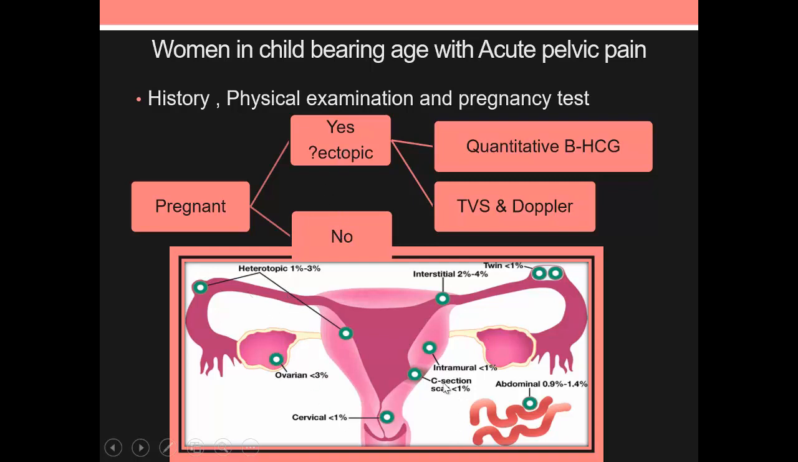The many types of ectopic pregnancy will be seen in other lectures as first trimester disorders of pregnancy. Here are the different sites of ectopic pregnancy that we could search for. Not only the tubal, which is the most common, in about 90% of cases, but we have many other sites like interstitial pregnancy, ovarian, intramural pregnancy, and abdominal pregnancy. So we have to search all sites of ectopic pregnancy.